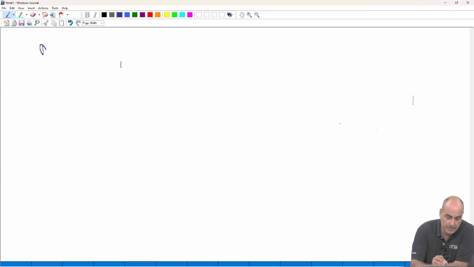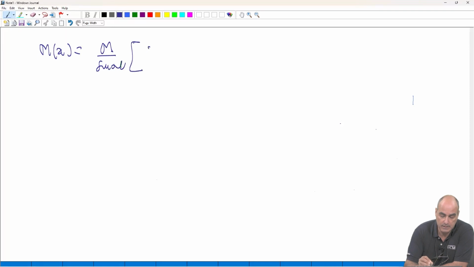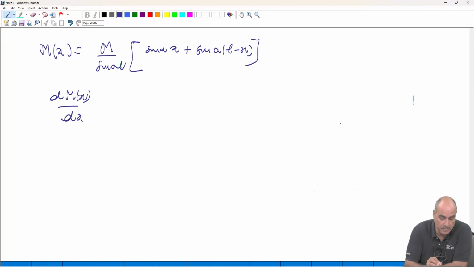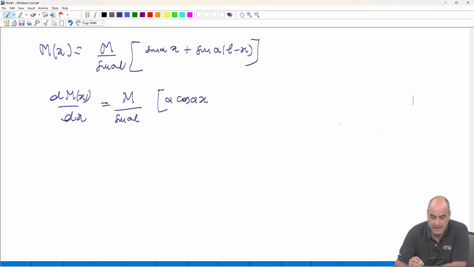Let me write it back. Mx is equal to m over sinus of alpha L, times sinus alpha x plus sinus alpha (L minus x). What is the derivative of the bending moment? It is m over sinus of alpha L, times alpha cosinus alpha x minus alpha cosinus alpha (L minus x). Correct? You agree with me? Well, this is the derivative.